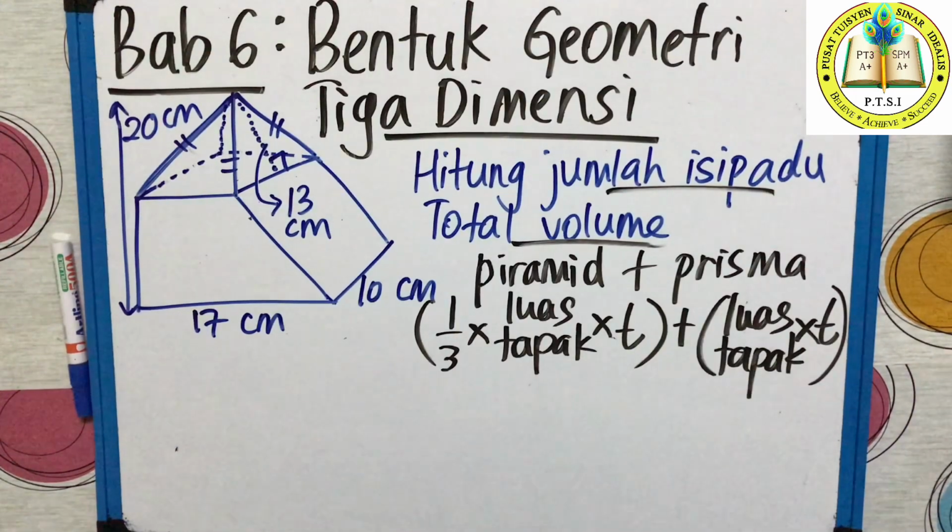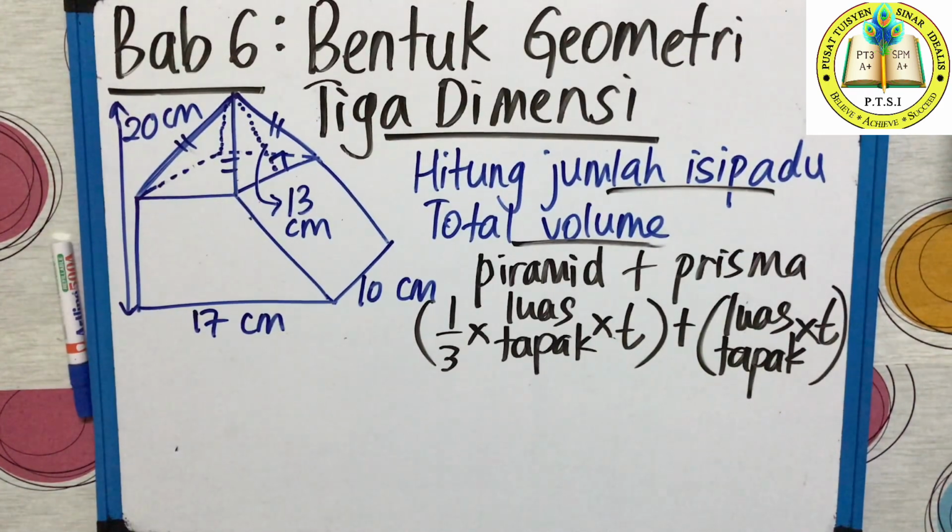So piramid plus prisma. So cikgu sudah pun tulis formula. Formula piramid 1/3 times luas tapak kali tinggi. And formula prisma luas tapak kali tinggi. So this formula you must know. Then only you can answer in the exam.